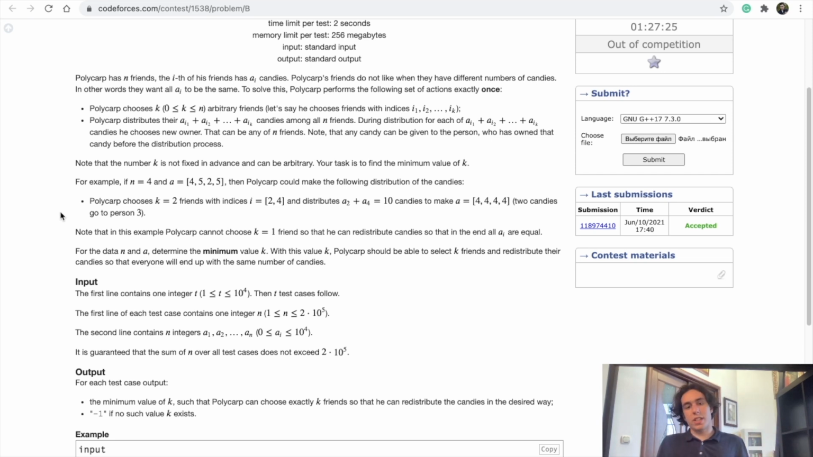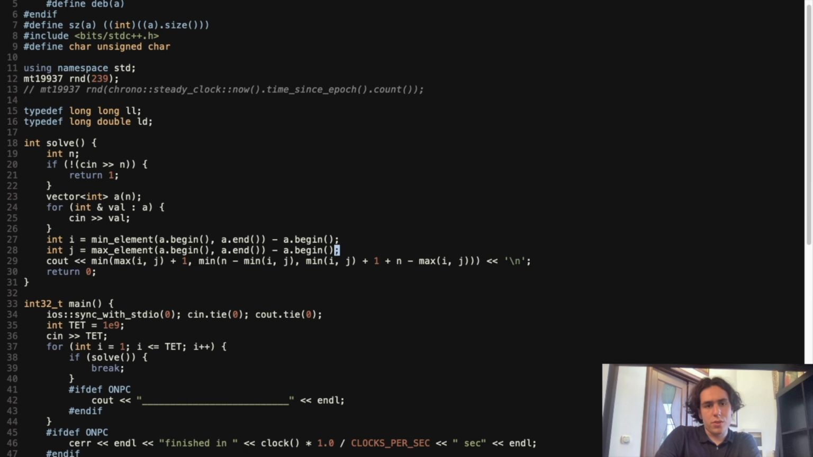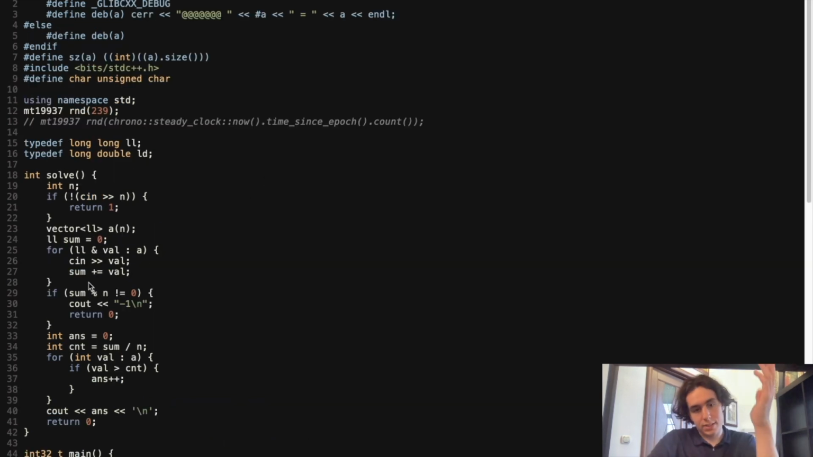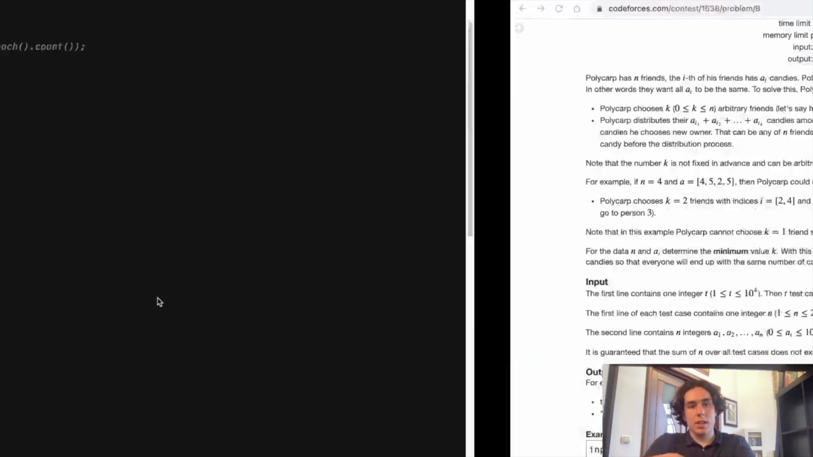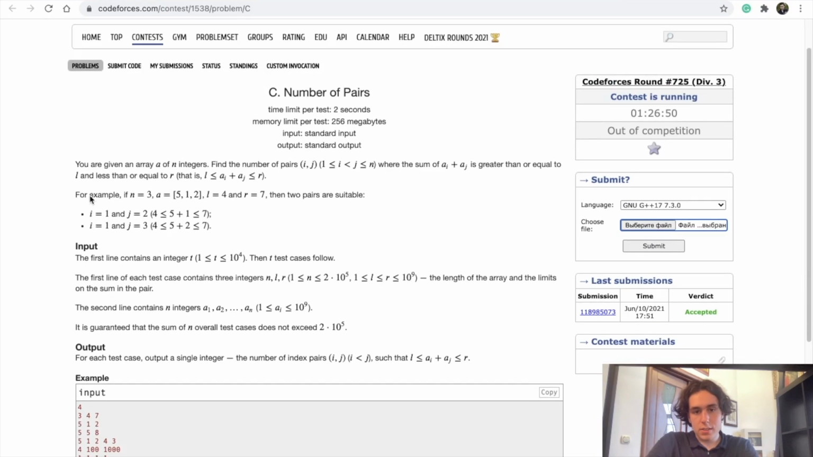So basically we should take the average. We know that the sum divided by n should be the number of stones that everybody has at the end. And if it's not divisible, of course, the answer is -1. Otherwise, the answer is yes. And we should just take all the numbers that are bigger than this number, because of course we should take some stones from them. And it doesn't make any sense to take some stones from the members that have less than we need. Okay, so problem C.